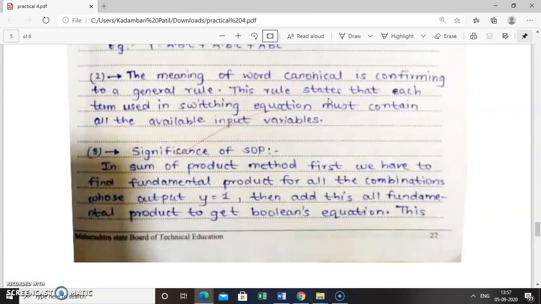In the significance of SOP, first we have to do an addition. Then we have to find out where Y equals 1.